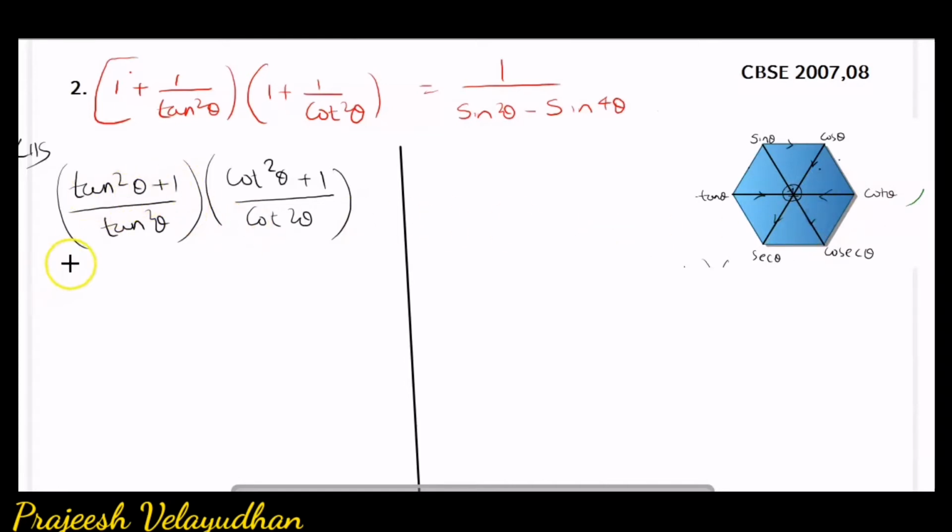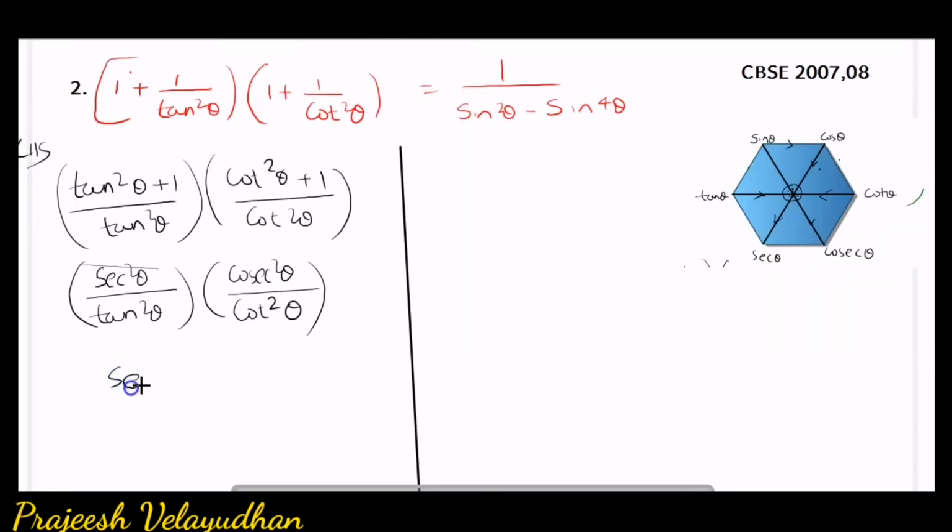So tan square theta plus 1 we can rewrite as sec square theta upon tan square theta. Cot square theta plus 1 we can write as cosec square theta upon cot square theta. So we can simplify sec square theta into cosec square theta. Similarly, tan square theta into cot square theta.